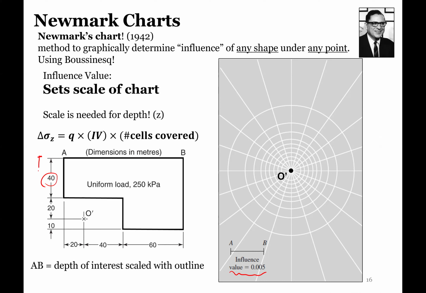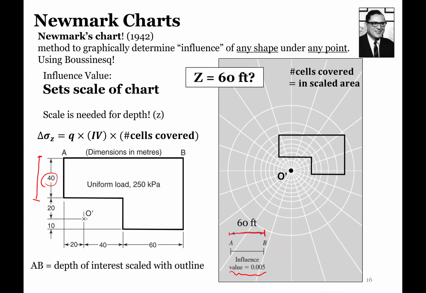So since that dimension is 40 feet, we would have to scale this entire footprint so that this A to B section here equals 40 feet. I'm sorry, in my example I said 60 feet. So if it was 60 feet, then this section from A to B would be 60 feet, and we'd have to scale everything accordingly to it. We would then count the number of cells covered in the scaled area.